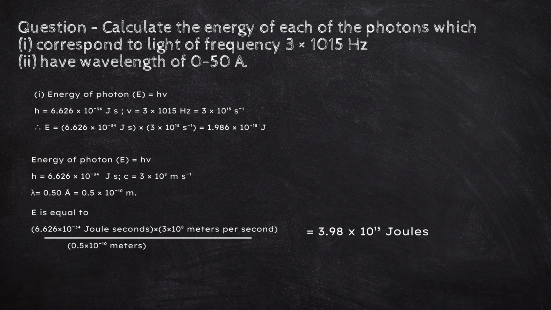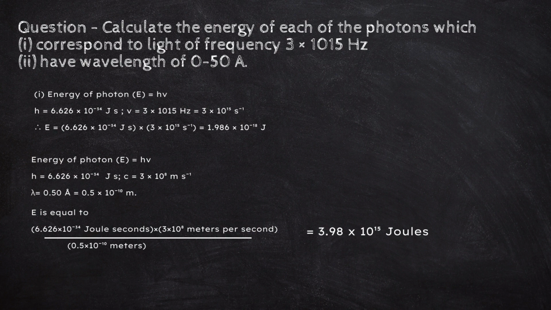Energy of a photon is equal to Planck's constant multiplied by frequency. Planck's constant is equal to 6.626 times 10 to the power of negative 34 joule seconds. Speed of light is equal to 3 times 10 to the power of 8 meters per second. Wavelength is equal to 0.5 angstroms, which is equal to 0.5 times 10 to the power of negative 10 meters.